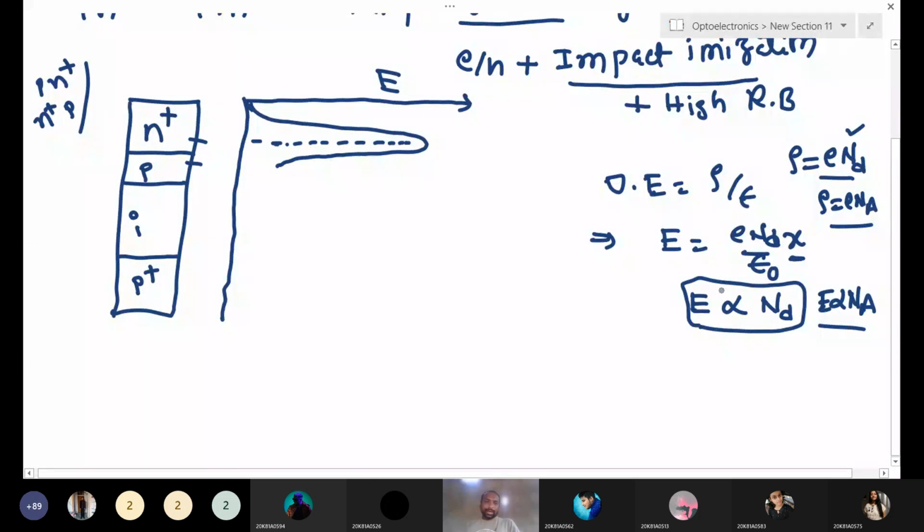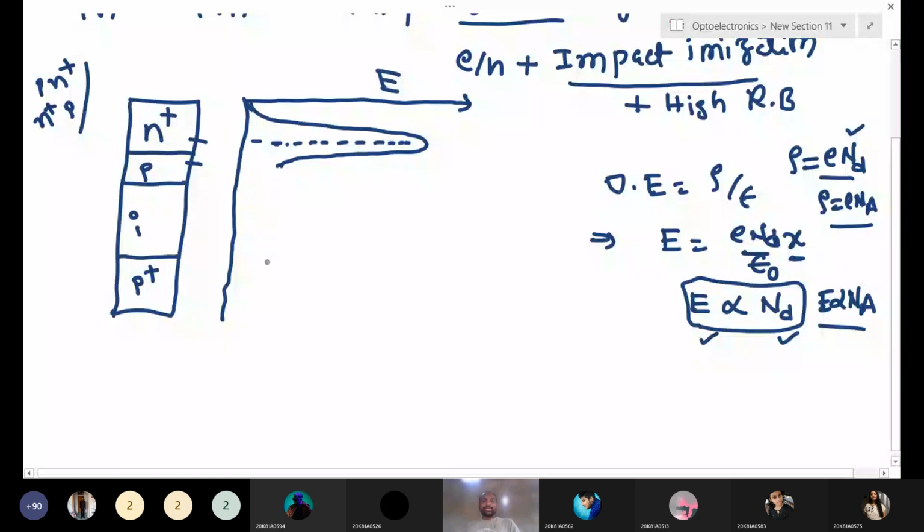Okay. So after that, in the I layer, the electric field is constant. There are no dopant atoms, no acceptor atoms. Compared to the p plus region, the doping in the n plus region is higher. That's why here we are drawing a little electric field. This kind of structure is there.